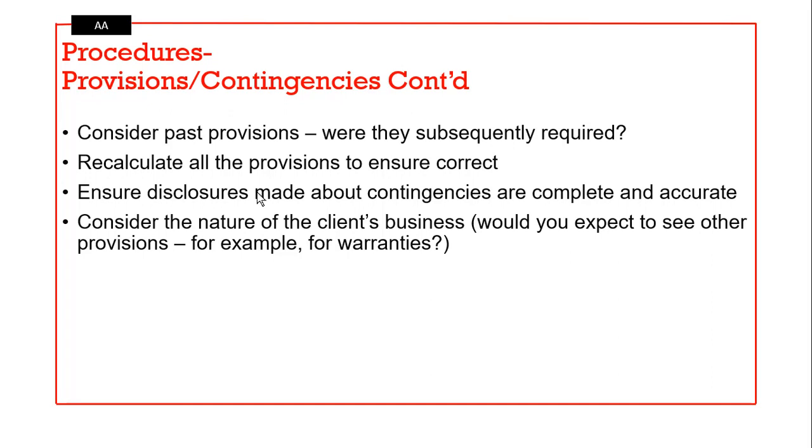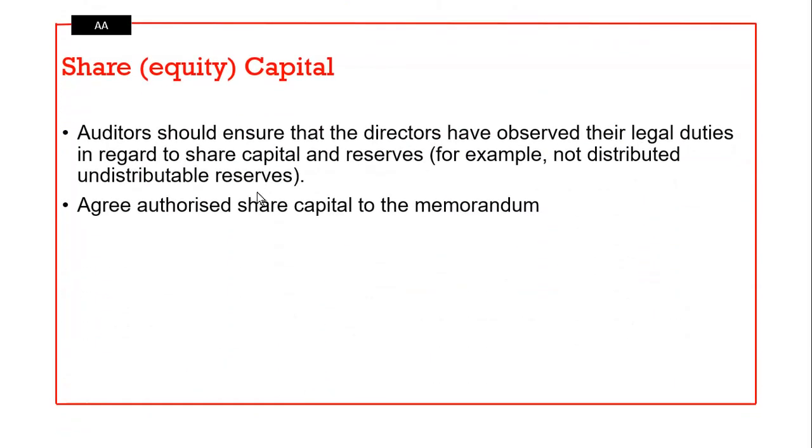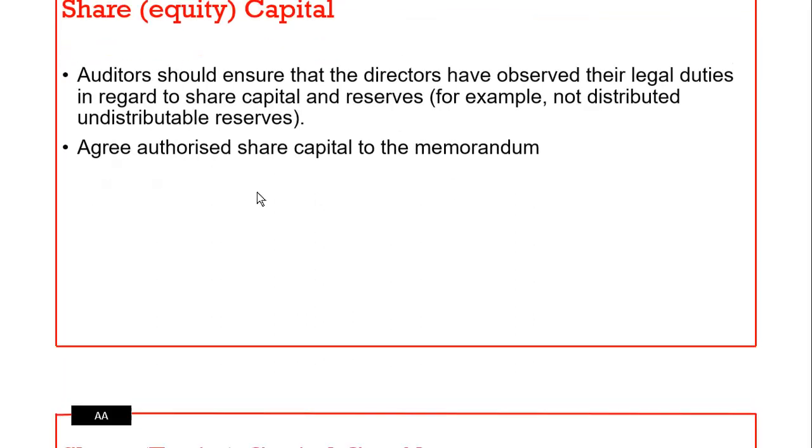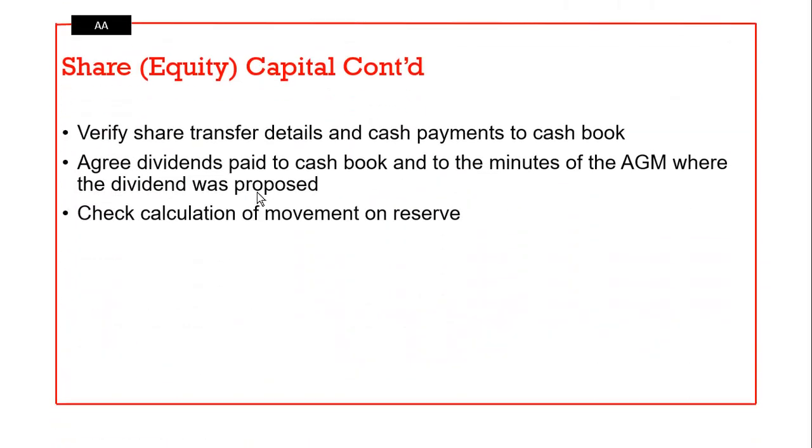All right. So let us proceed to the next slide, which discusses share capital. Auditors should ensure that the directors have observed their legal duties in regard to share capital and reserves. For example, we need to see to it that undistributable reserves have not been distributed. Otherwise, license requirements might be breached. Agree authorized share capital to the memoranda of the company. Verify share transfer details and cash payments to cash book. For accuracy, agree dividends paid to cash book and to the minutes of the AGM where the dividend was proposed.